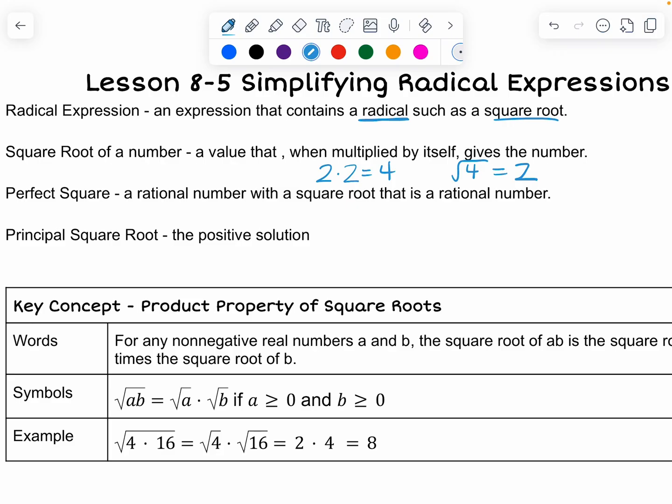Okay? Perfect squares: 4, 9, 16, 25, 36, 49, 64, 81, 100, and so on. Okay? The principal square root is the positive solution.